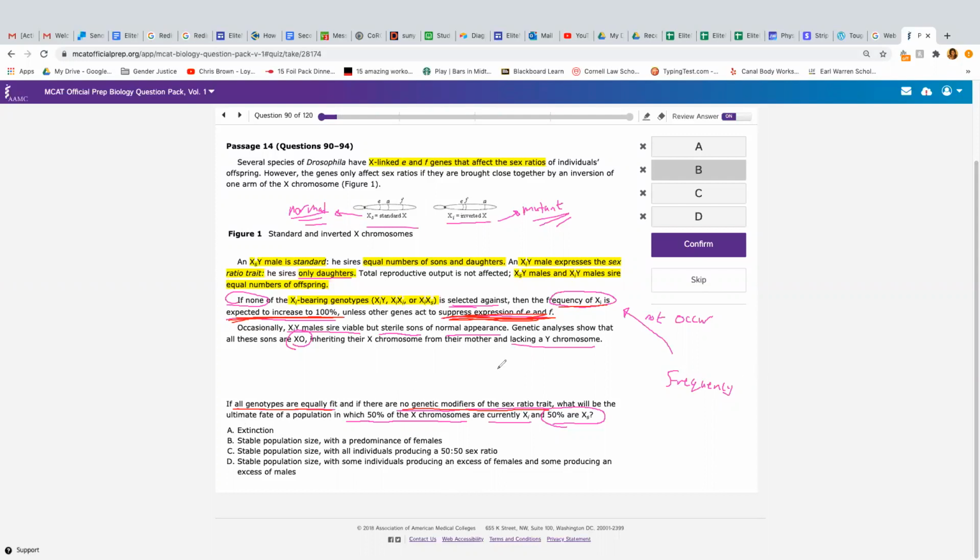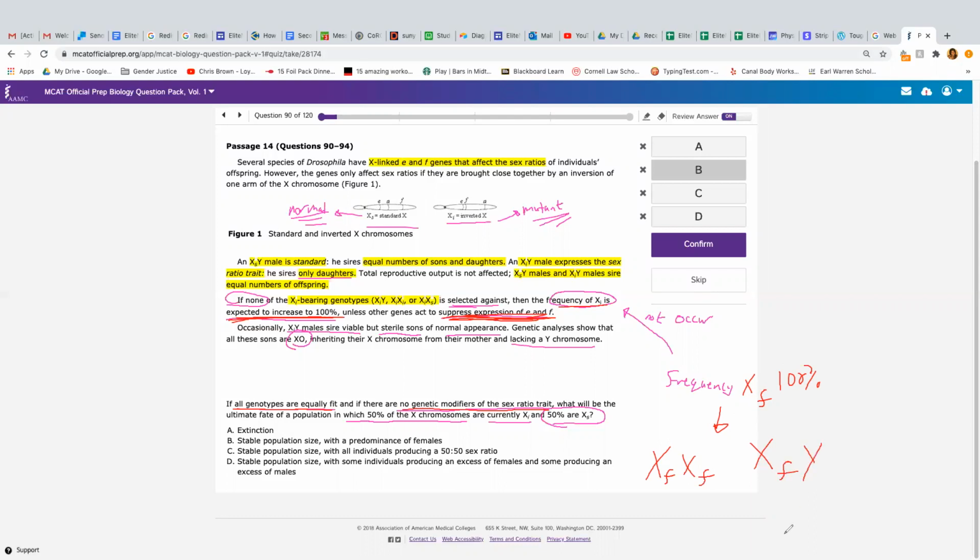Okay, so let's think this through. If you don't have anything modifying the E and F gene, what's going to happen? Your frequency of the XF is basically going to reach 100%. All right, so that's what we've got so far, right? So now let's think about what that's going to mean for our population. Where do those XF sit? Obviously, those sit in a female, great, but then they also sit in a male.